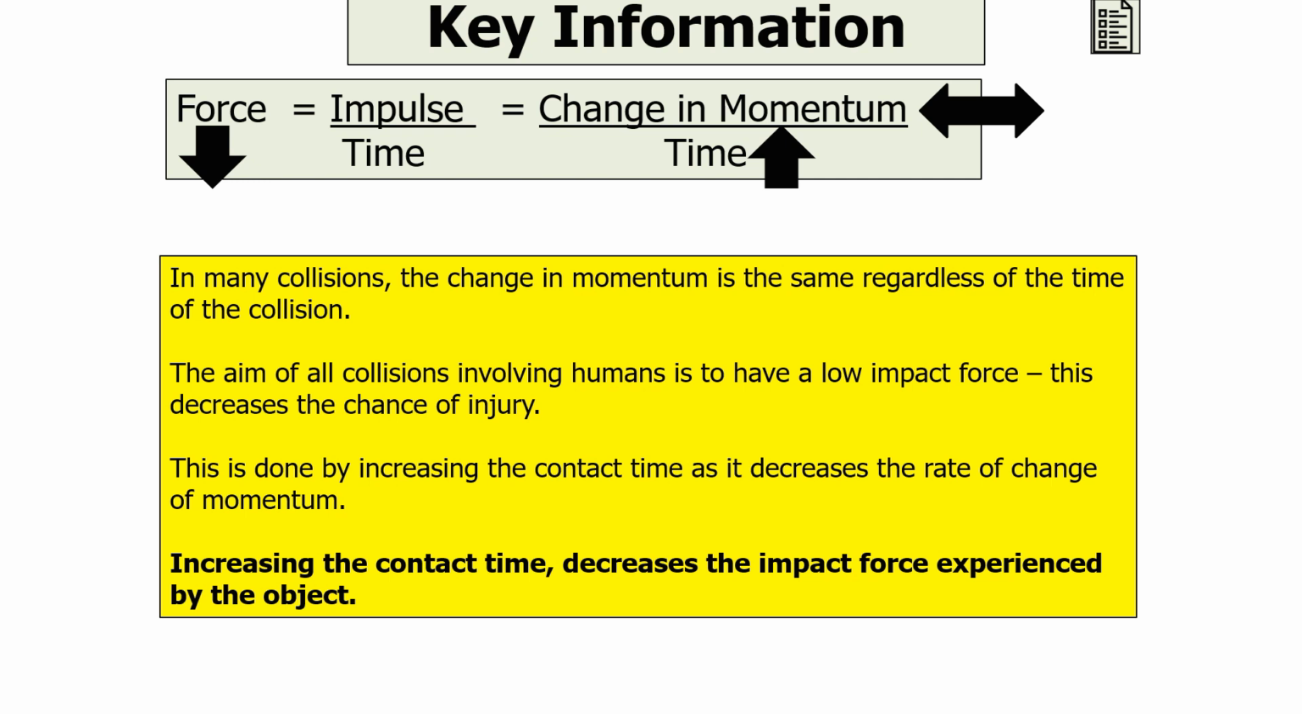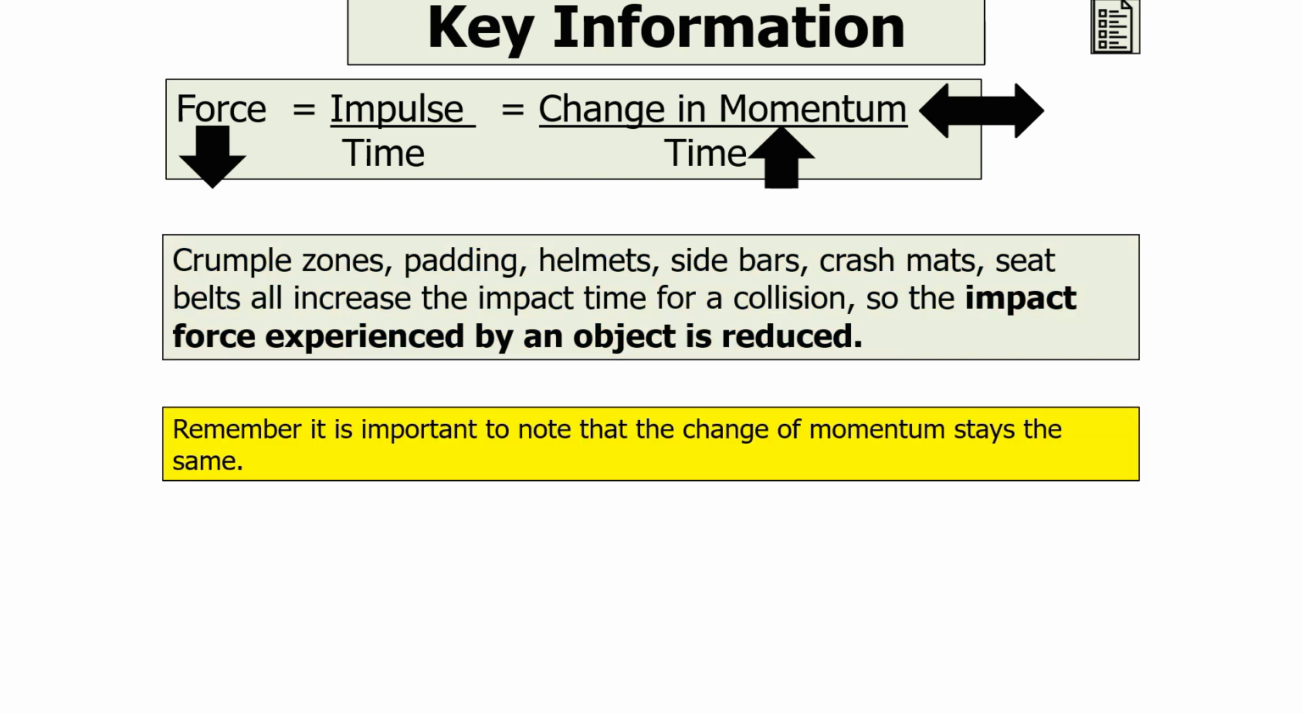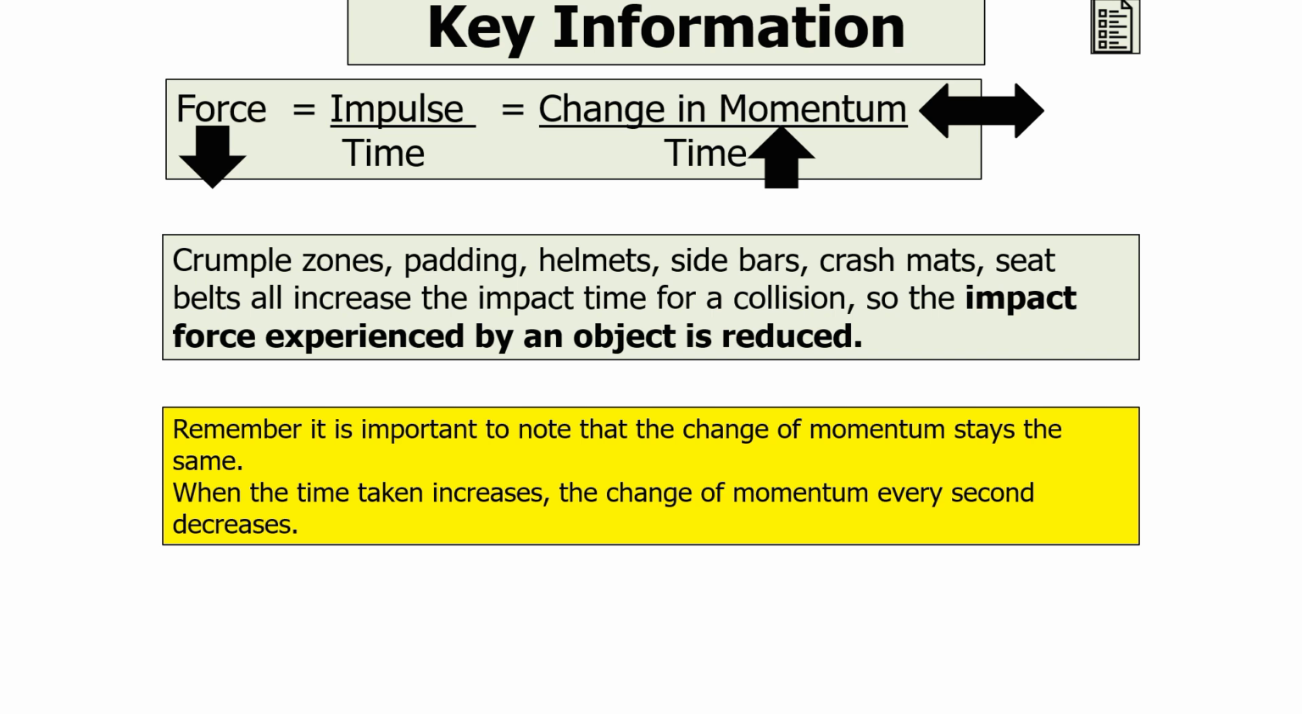It decreases the chance of injury, and this is done by increasing the contact time as it decreases the rate of change of momentum. Increasing the contact time decreases the impact force experienced by the object. So as we mentioned before, crumple zones, padding, helmets, sidebars, crash mats, seat belts all increase the impact time for a collision, so the impact force experienced by an object is reduced. Remember, it's important to note that the change of momentum stays the same, so when the time taken increases, the rate of change of momentum decreases. So when the time taken increases, the change of momentum every second decreases.